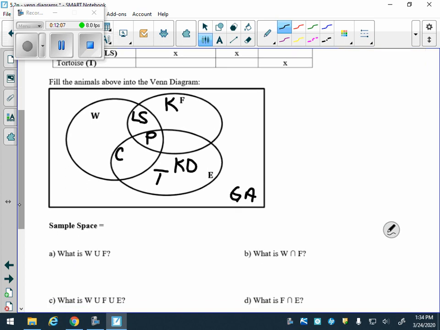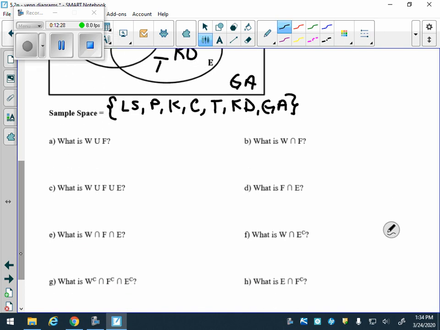Okay, the sample space is all the animals. So that means you have leopard seal, platypus, kangaroo, crocodile, tortoise, Komodo dragon, and green anaconda. Okay, denoted with the squiggly brackets. So now you're going to answer the following questions. I'll do A with you, and then you guys are going to try the rest.